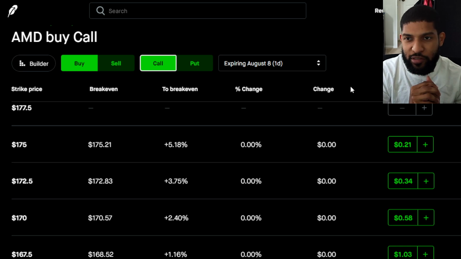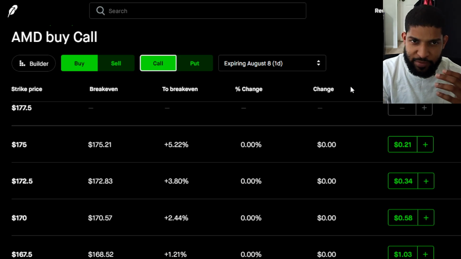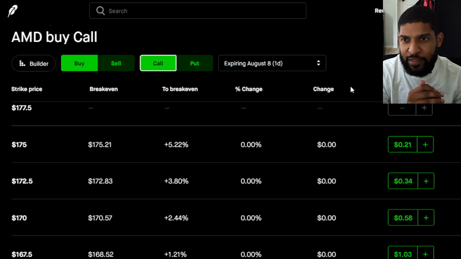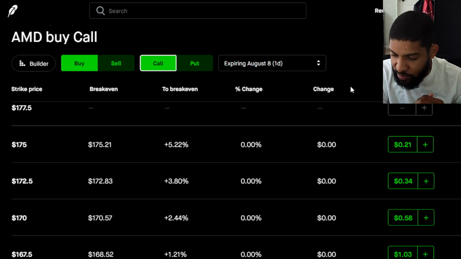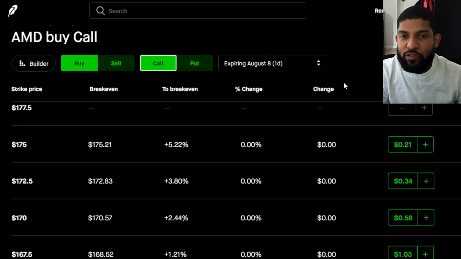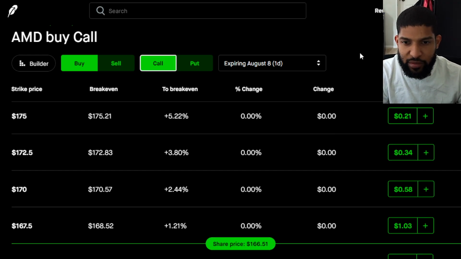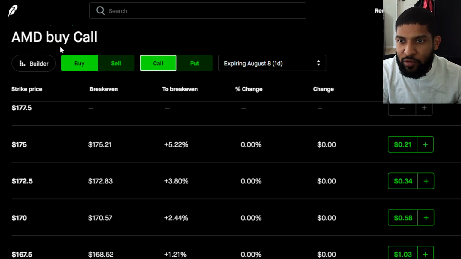So today I want to talk about call options, and in this example, I'm on Robinhood and I'm using AMD as an example. All right. So let's get right into it. So up here, you want to buy. Buy is highlighted, and you're buying a call.